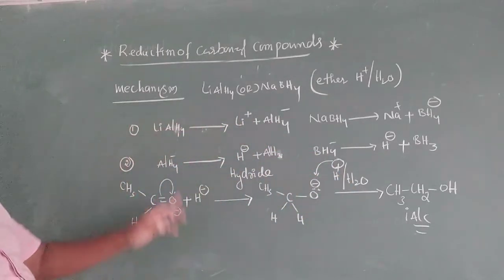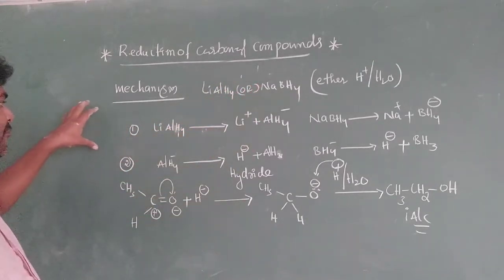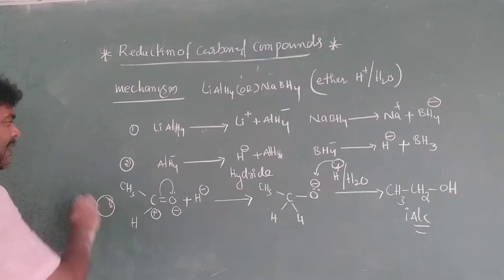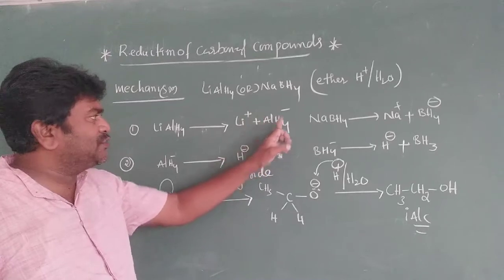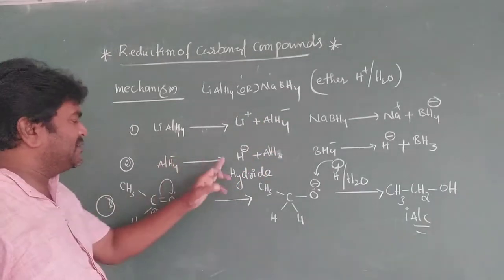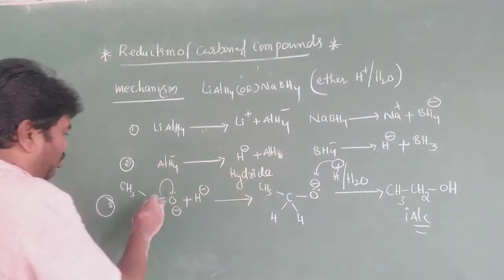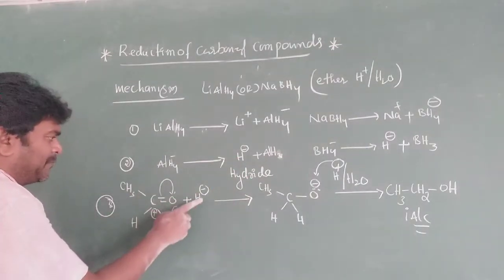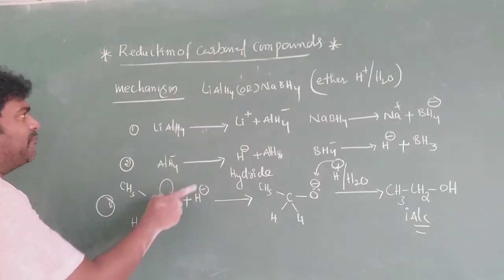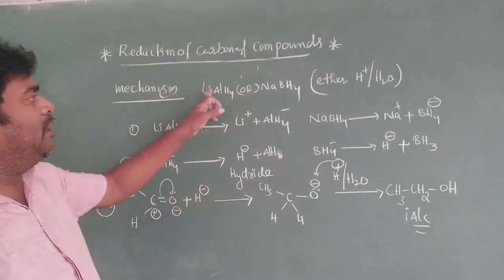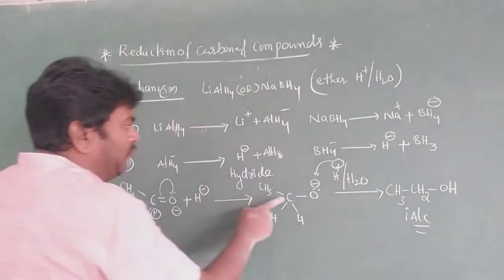This is the mechanism with lithium aluminum hydride or sodium borohydride. Once again, this is the third step. In the first step, it can split into Li plus and AlH4 minus. Then AlH4 minus gives rise to H minus and AlH3. This is the hydride ion. These two electrons are shifting here, giving H plus and O minus. The hydride ion comes from the reducing agent, lithium aluminum hydride or sodium borohydride, attacking here only to form this compound.